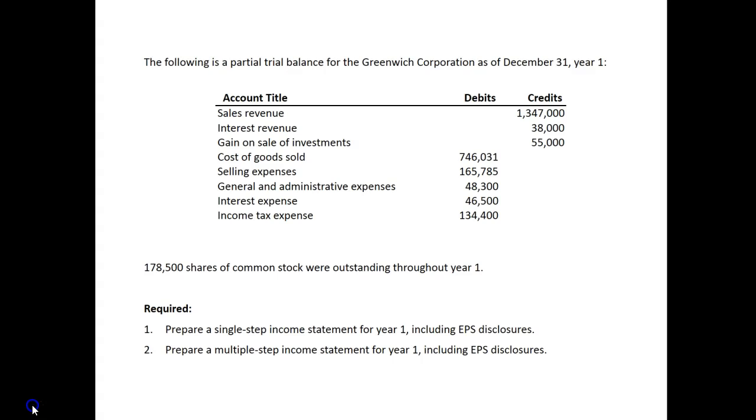Next, let's take a look at exercise 4.2. The following is a partial trial balance for Greenwich Corporation as of December 31st, year 1. So it gives us our revenues, some gains, cost of goods, and various expenses. It also tells us 178,500 shares of common stock were outstanding throughout year 1. We're going to prepare a single step, then we're going to prepare a multi-step, and we are going to include the earnings per share disclosures.